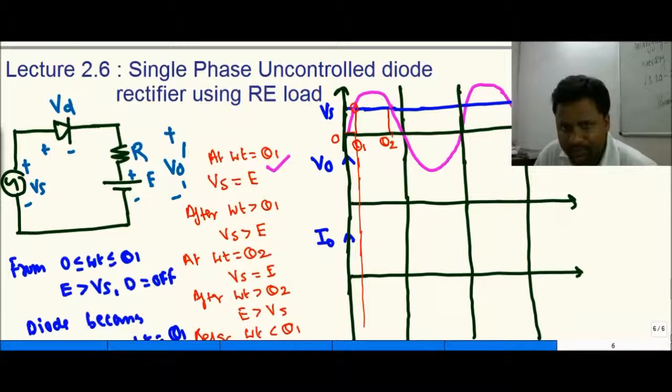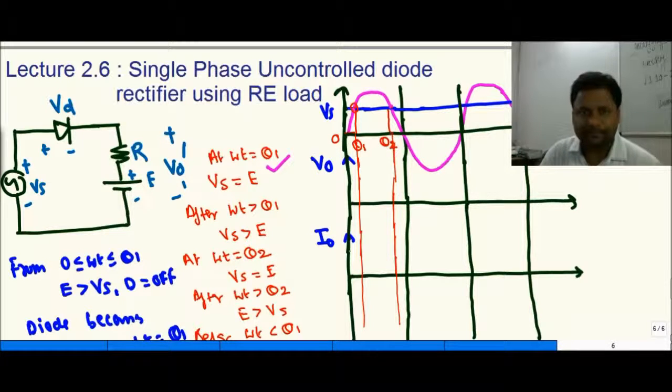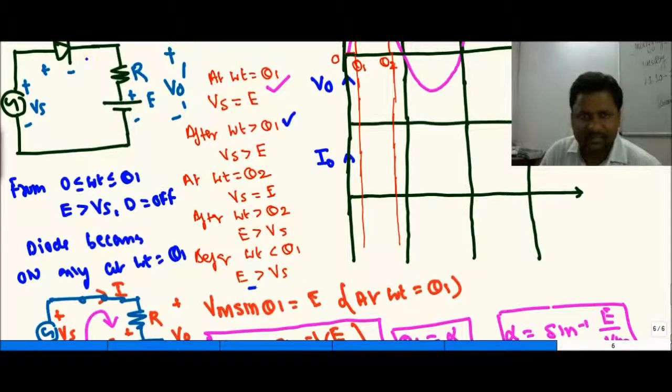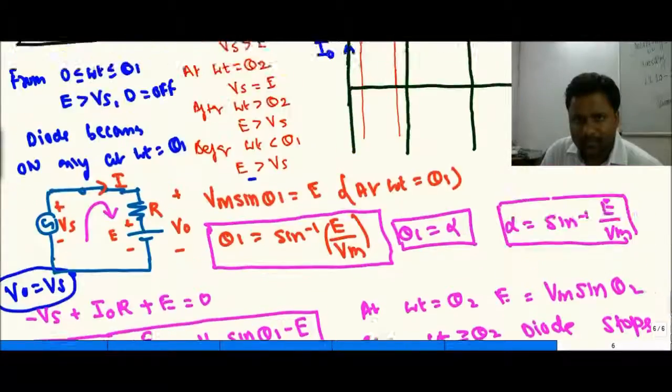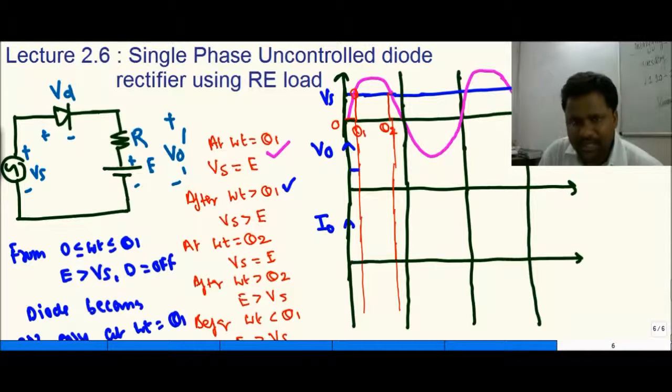This is the waveform which is going to be like this. Less than omega t1, this is less than omega t1, E is greater than V, then the diode becomes off, and when the diode becomes off, output voltage is equal to E. So it is equal to E.